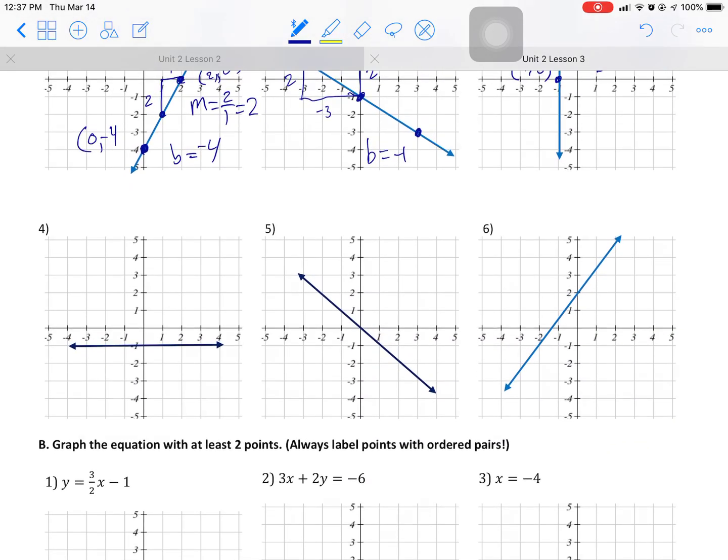How about this one? Goes across. If it goes across, my slope is 0. It goes across at B equals -1. This ordered pair is what? (-1, 0). Over here, this is -2, -1. Wait a minute, I did something wrong. Backwards. This dot over here has to be what? (0, -1). It goes across. Okay, it goes across at -1. If it goes across and its slope is 0, then y equals -1.